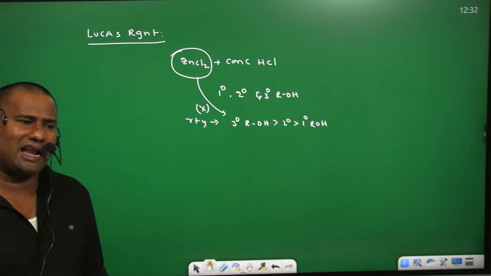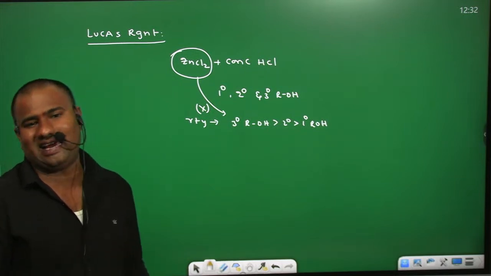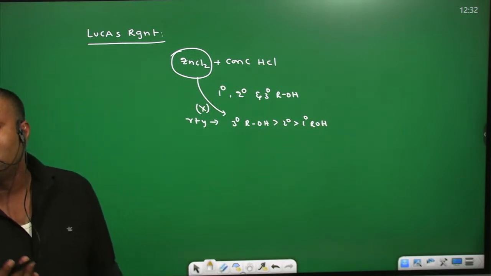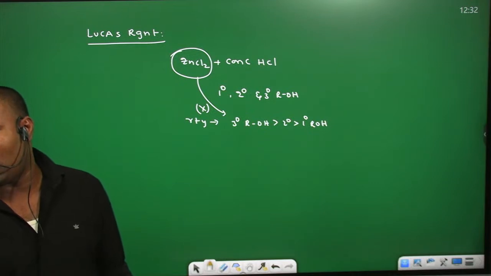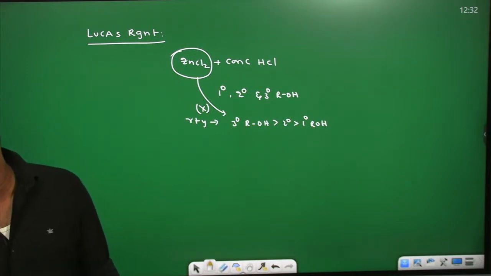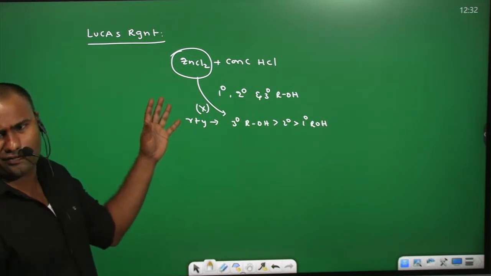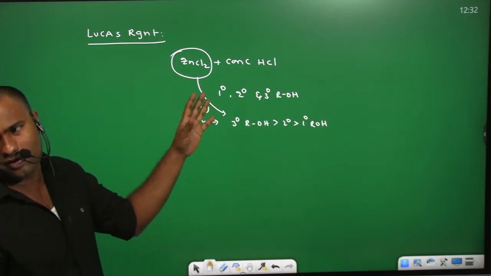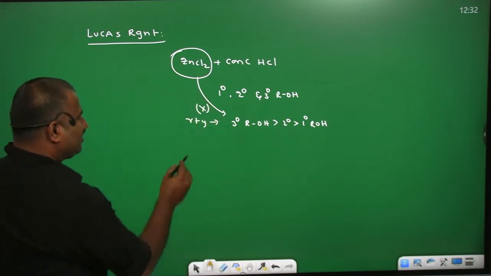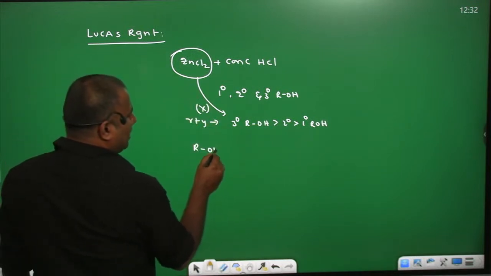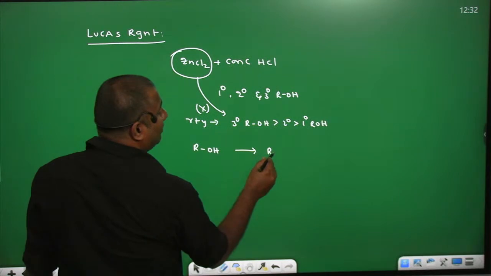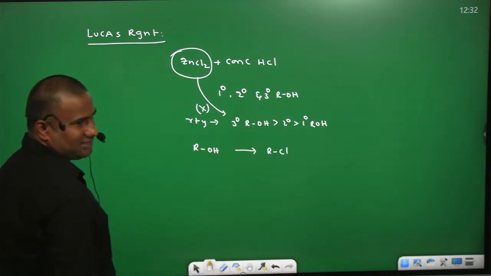As tertiary alcohols are highly reactive with hydrochloric acid, there is no need to add zinc chloride. If you add HCl, it is going to give the reaction. What kind of reaction will you find? You can find a nucleophilic substitution reaction, meaning the alcohols are going to turn into the corresponding alkyl halides.